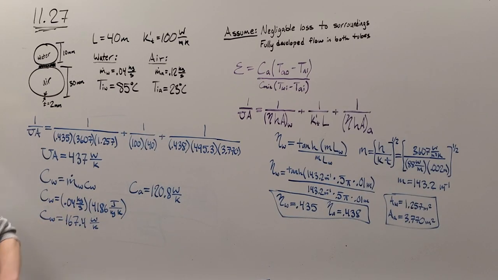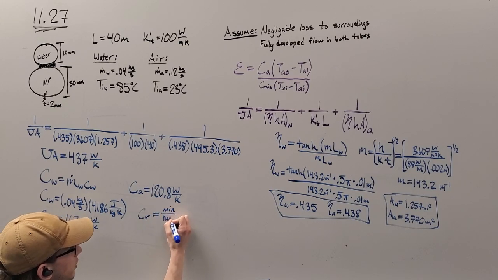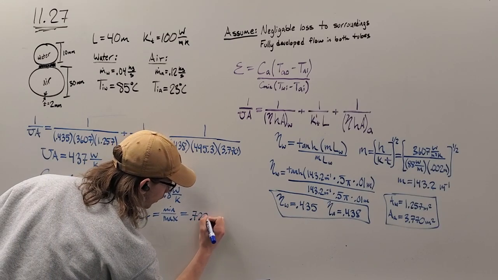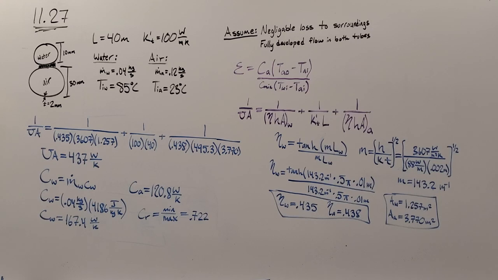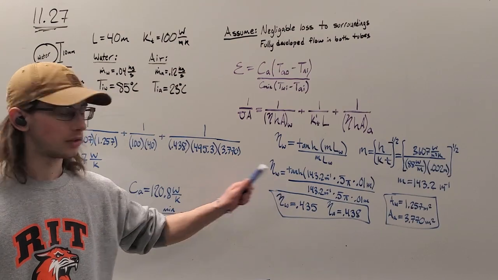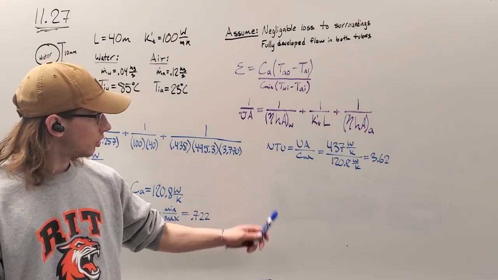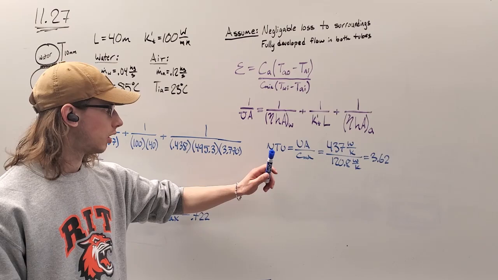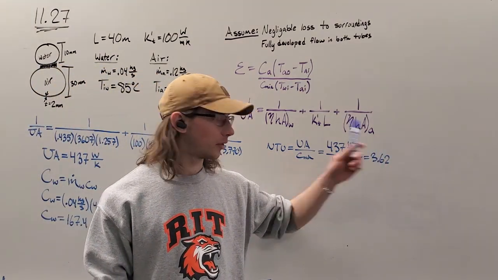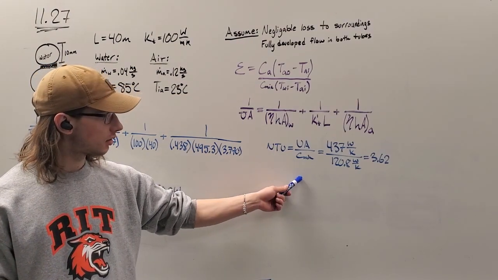From knowing that C air is min and C water is max, we can calculate our C ratio, which is min over max. Gets us a C R of 0.722. That's just a ratio. Now we have everything we need to calculate NTU and then effectiveness. So I think I'll go ahead and erase this stuff and calculate NTU. NTU is just the overall heat transfer divided by C min. And we get 3.62.